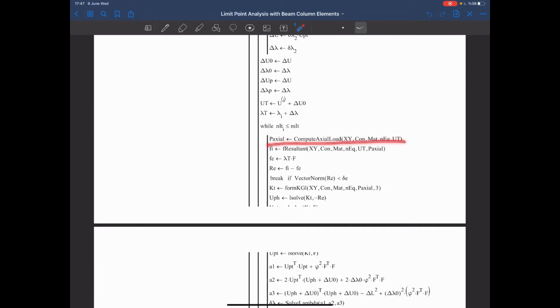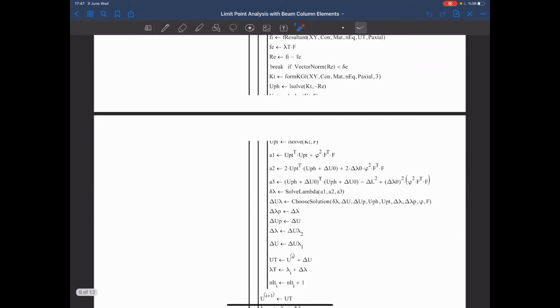Calculate the axial force by using the total displacements. From that, determine the residual force, Fe, and the external force is the total scale factor times the force vector, and subtract it from each other, get the residual force. Okay, if your residual force is larger than your error limit, continue the iterations, get your new stiffness matrix, get your UP hat. Here you just use the residual force, and then we have the UP total.